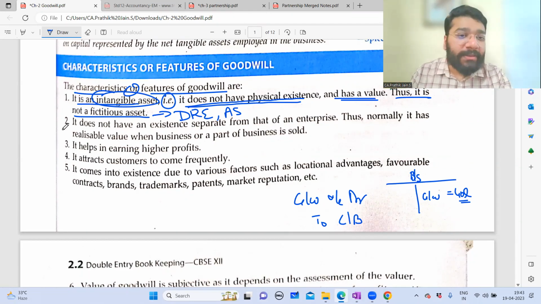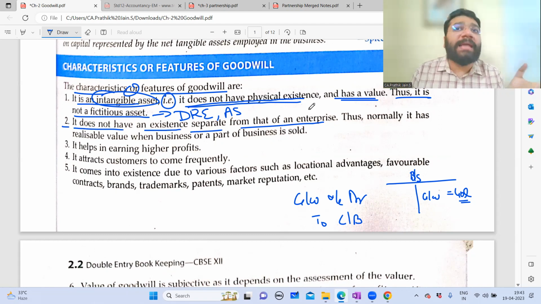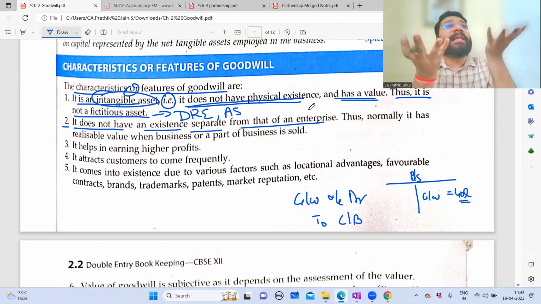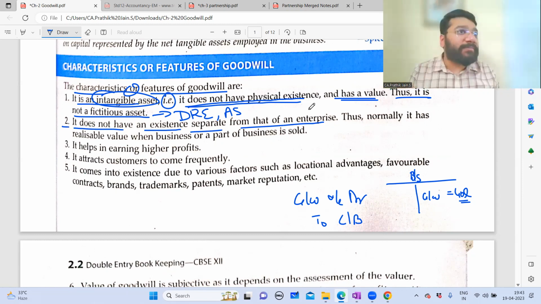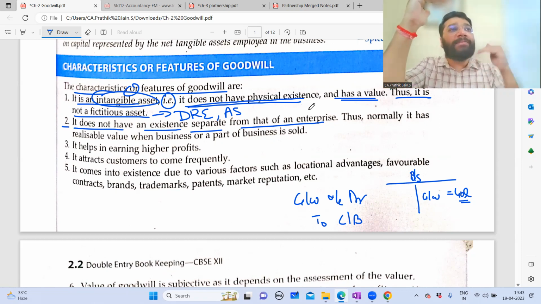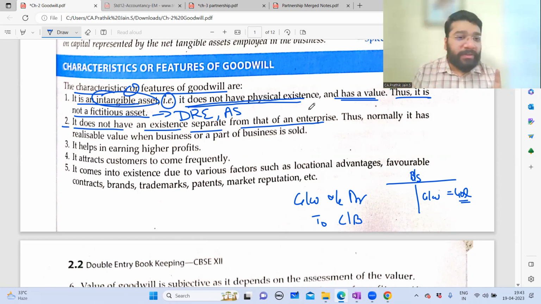Point number 1 over. Second point, it does not have an existence separate from that of the enterprise. Goodwill and the business are not different. If business flourishes, goodwill is automatically generated. The more business flourishes, the more brand value is being created. So it goes hand in hand. Business keeps on progressing, the brand value keeps on building. So business and goodwill are linked to each other. They are not separate. It does not have an existence separate from its enterprise. It goes hand in hand.